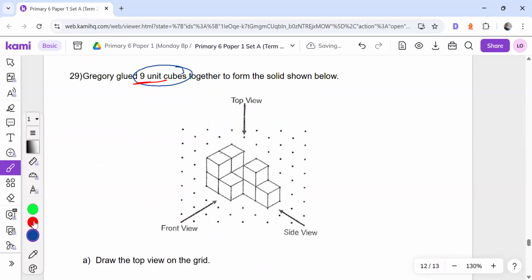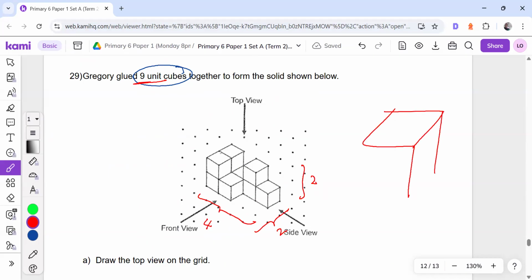Now, very simple. You count the side here. How many cubes over here? 4. Then this side, 2. Then the height is 2. So what is a cube? A cube means all sides are equal. So you look for the biggest number, then just put 4, 4, and 4. The biggest number is the side of the cube that you want to form. 4 times 4 times 4, you will need 64 cubes altogether.